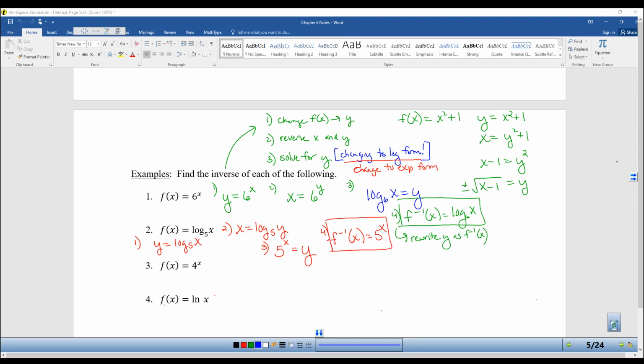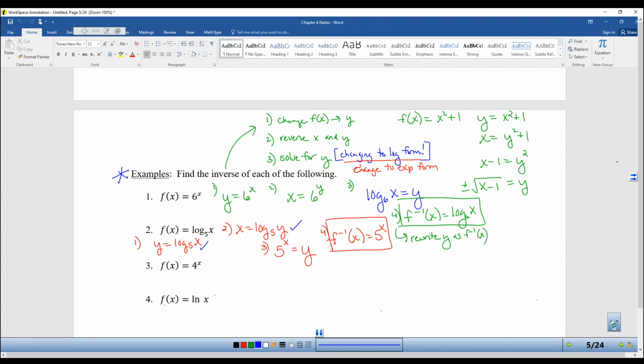Now, I will say that students really struggle with this particular topic, the inverse. I think it's because they get this step, step 1, changing the f of x to y, and then they get this step, reverse the x and the y. But when they go to do step 3, it also, in a sense, involves reversing x and y, because you're changing it from logarithmic form to exponential or vice versa, and you're moving the x and the y to opposite spots. And it feels like you're undoing what you just did.